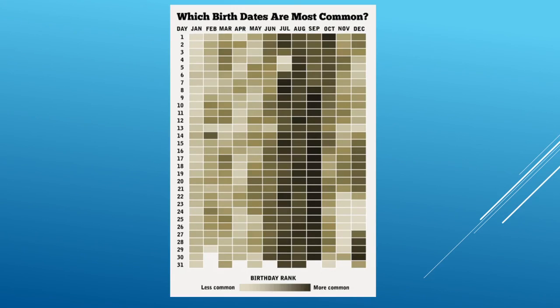And finally, which birth dates are most common? Based off this map, we see that the lighter color represents birthdays that are less common, and darker color means birthdays are more common. Clearly from this graph, we see that the months of July through September are the months with the most common birthdays, and months like January and February are the least common.